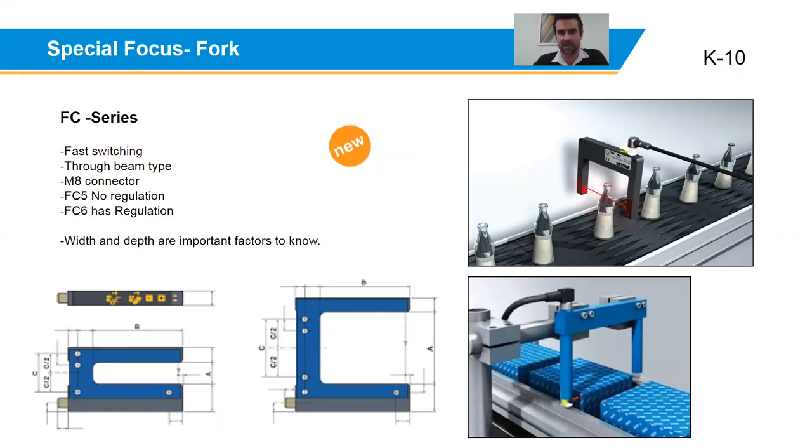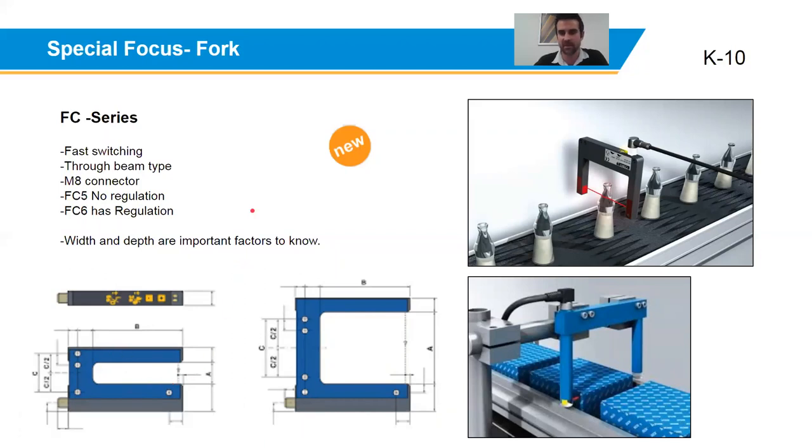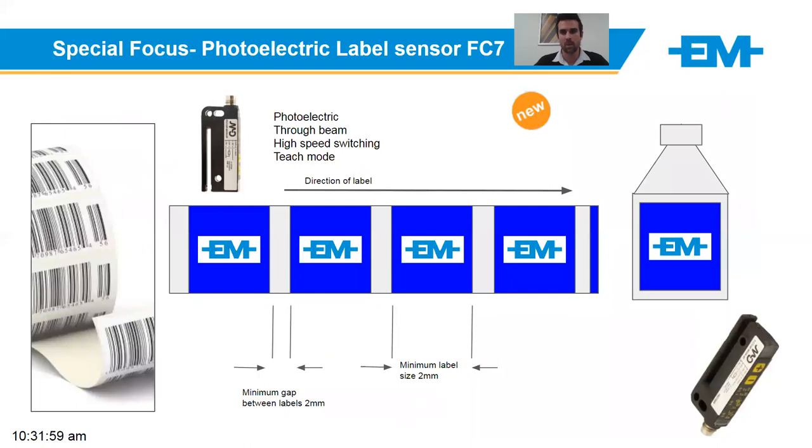You can obviously see in a fork sensor, choosing the correct dimensions is very important to fit the product size. So looking at the slot width, the depth of the forks, it's very important to choose the right type. Those are the new FC5 and FC6 fork sensors. We've also included a label fork sensor, the FC7, that's right at the bottom of page K10. This is also a high-speed fork sensor used to detect the position of labels.